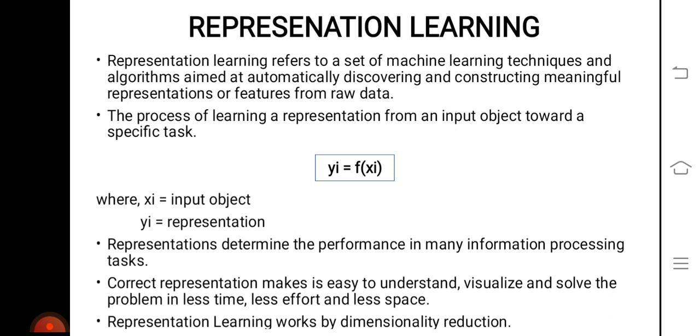Representation learning refers to a set of machine learning techniques and algorithms which aim at automatically discovering and deconstructing meaningful representations or features from raw data. Machine learning itself, what is machine learning? We are inputting the raw data and we are extracting the features. yi equals function of xi, where xi is the input object and yi is the representation.